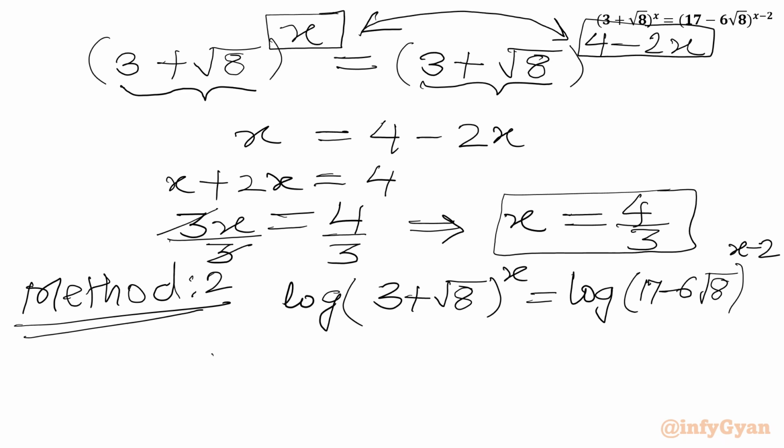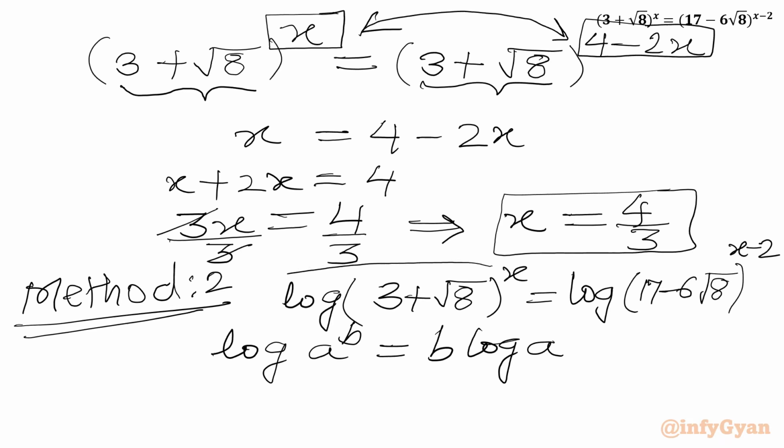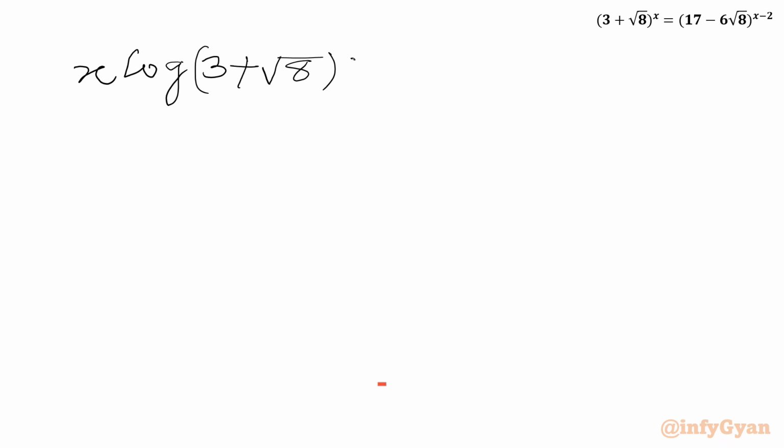Now we will use one log property: log a power b is equal to b log a. We are going to take our exponents as a multiplier. We can write x log 3 plus root 8. Let me write here x log 3 plus root 8 will be equal to x minus 2 log 17 minus 6 root 8.